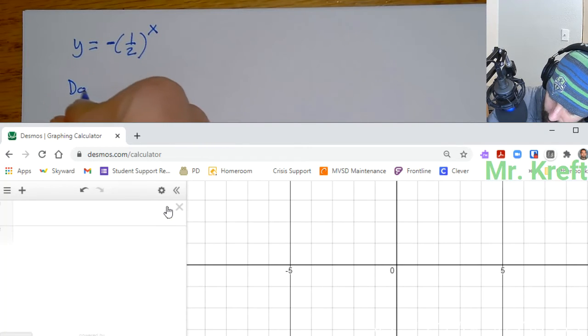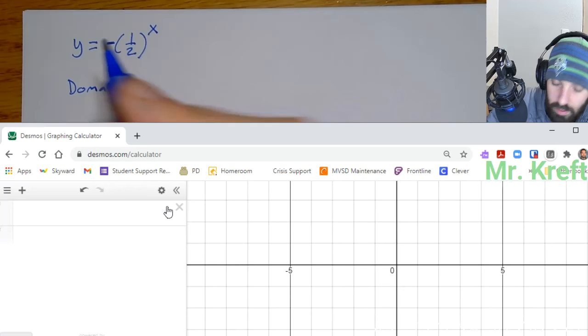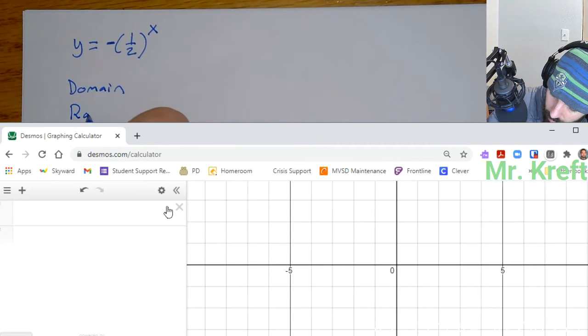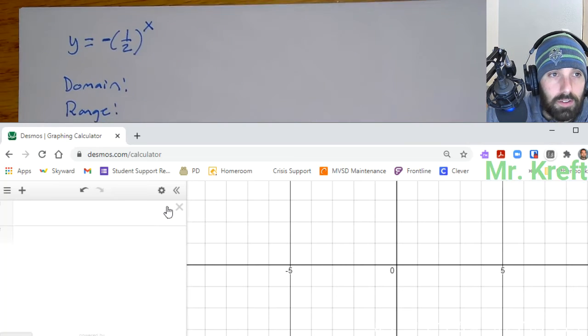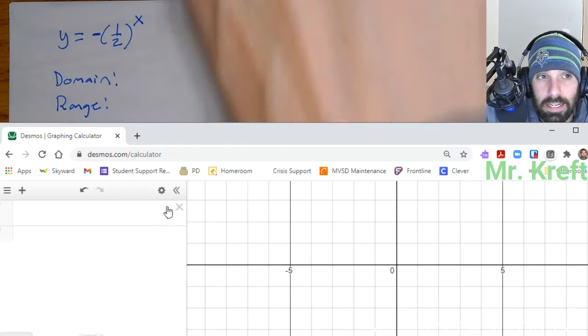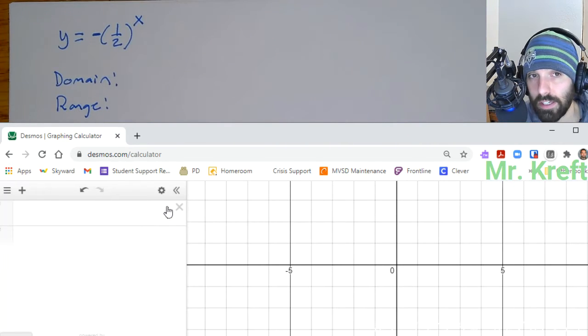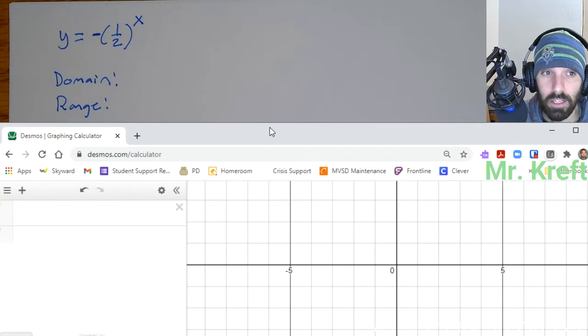And we're going to find our domain. And we're going to find our range. Okay, and this is what it's going to be like on your homework, and it's going to be what it's like on your final that we're going to have at the end of this trimester. So how do we do this?